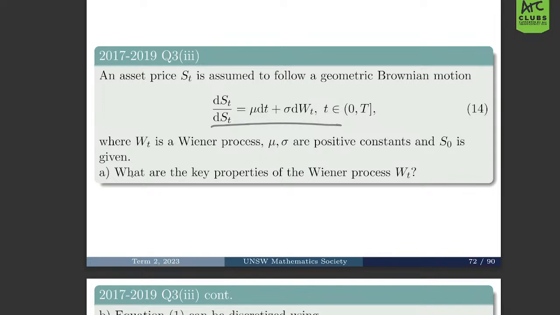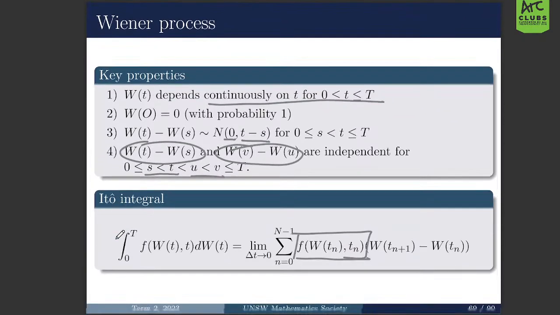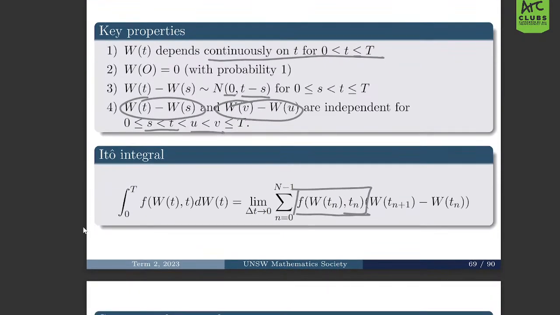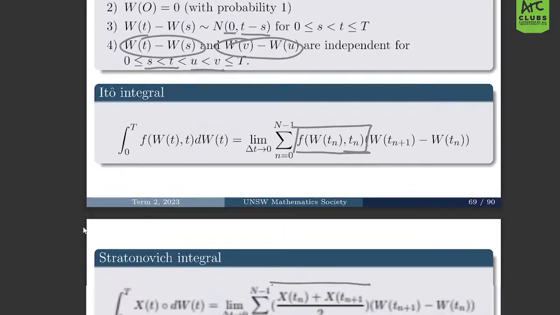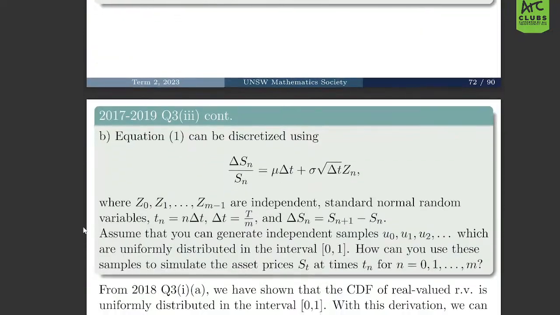So the first question, as I said, asks what the key properties of the Wiener process are, and all you have to do is drop these 4 things down. I don't know if it's going to be tested because it's open book, so obviously you can just drop this into your cheat sheet, but who knows, they might just give you an easy mark there.